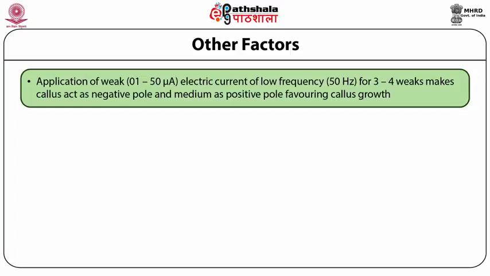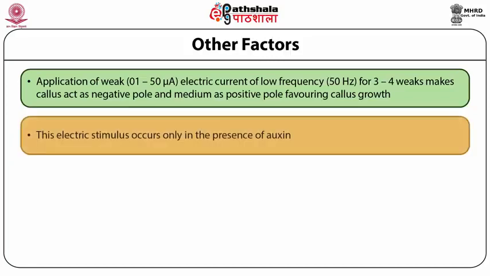But how does this electric current work? What it actually does is form a positive and a negative pole, and the medium becomes the positive pole, which favors callus growth. That's how you get callus which is fast growing, and thereafter the same electric current, if it continues, also favors shoot bud formation.